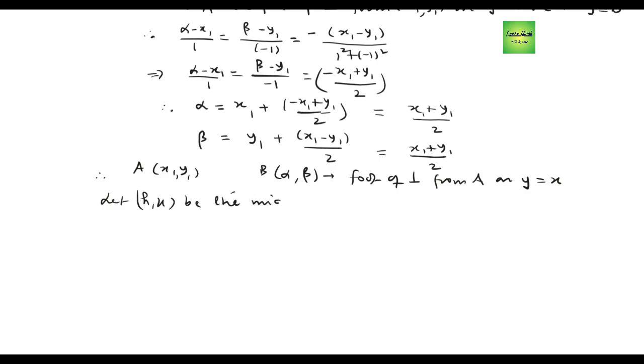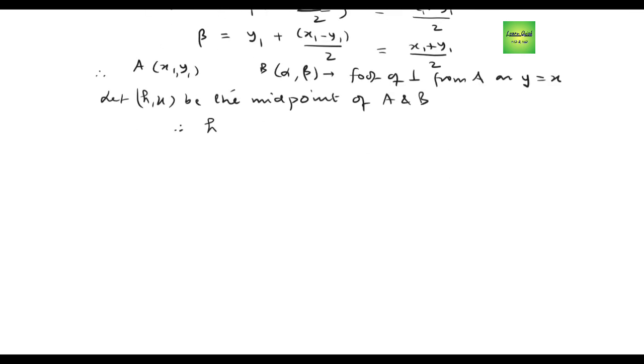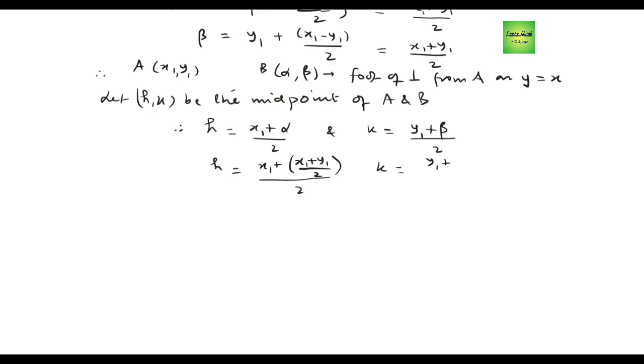Now, let (h, k) be the midpoint as asked in the question. We define the locus of the midpoint. So using the midpoint formula, h will be (x1 plus alpha) by 2 and k will be (y1 plus beta) by 2. This gets you, in the next step, h as (x1 plus (x1 plus y1) by 2) upon 2, and k as (y1 plus (x1 plus y1) by 2) upon 2.